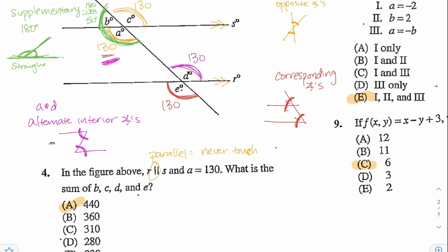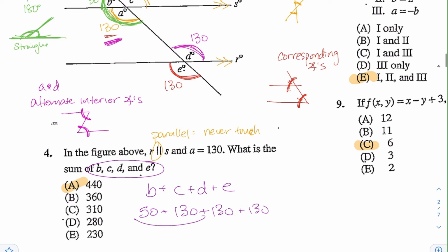So now we have all the information to solve for B plus C plus D plus E. B is 50 degrees, it's a supplement. C, D, and E are all 130 degrees. So if you add everything together, here you have 180, here we have 260. So if you add 260 plus 180 degrees, that would be 440, which is choice A.